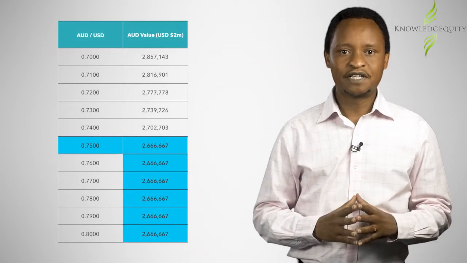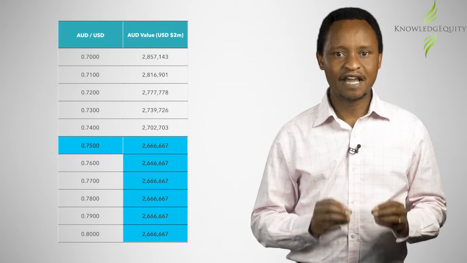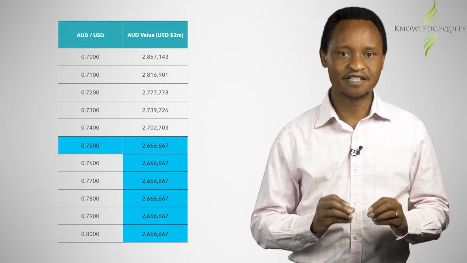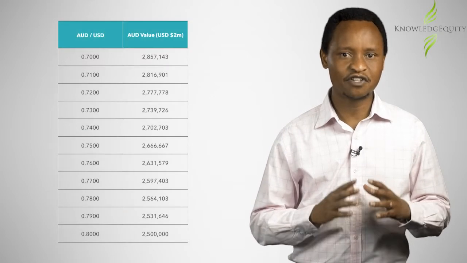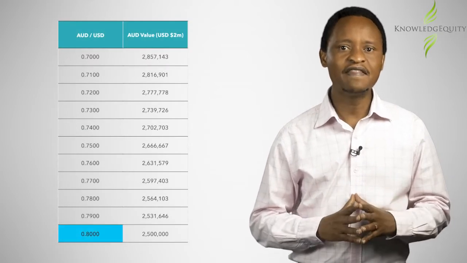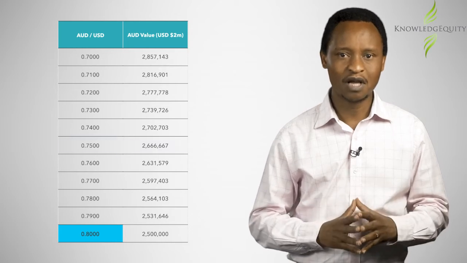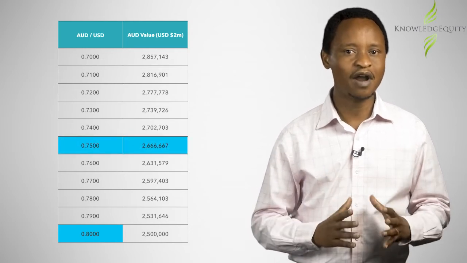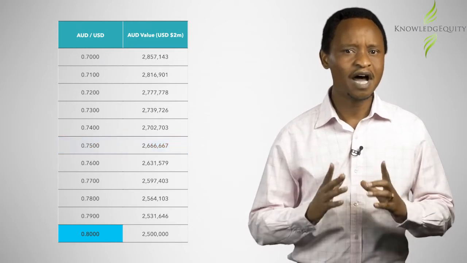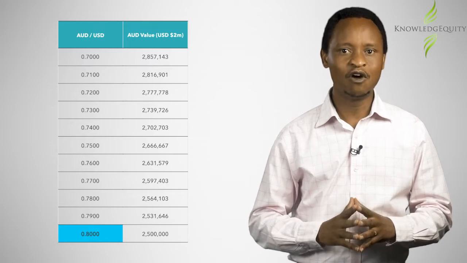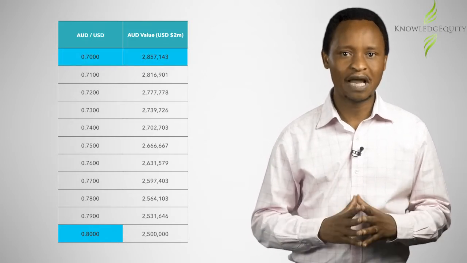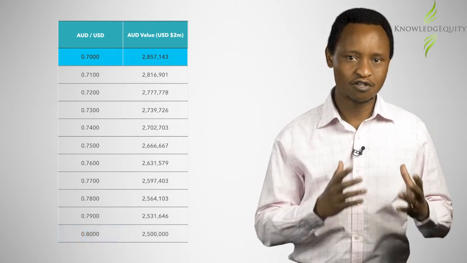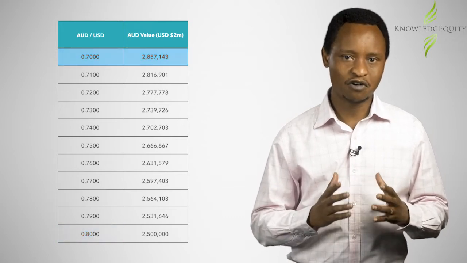As can be noted from the table, the minimum expected receipt is therefore hedged at $2,666,667. At maturity, if the spot rate is above the strike rate, say 0.8, then the exporter will exercise the option and buy Australian dollars at the lower rate of 0.75. However, if the spot rate is below the strike rate, say 0.7, then the exporter will let the option lapse and simply buy the Australian dollar at the lower spot rate of 0.7.